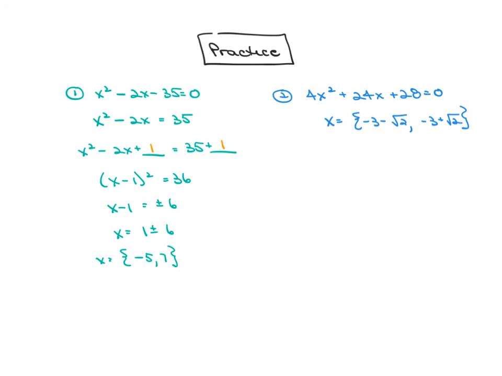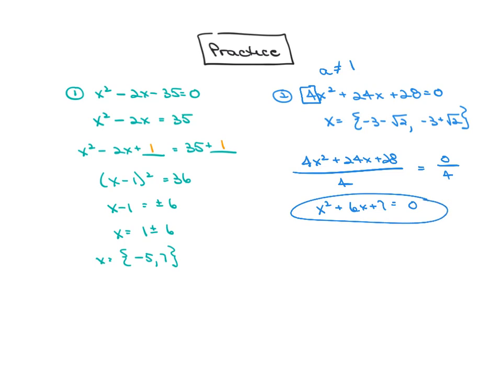What I want to highlight here is, did you notice that a does not equal 1? And in order to complete the square, we need a to be 1. So a great technique for this is to divide both sides of your equation by a. So 4x squared plus 24x plus 28, divide that side by 4, and also divide the other side by 4. And once we distribute the division, we'll get x squared plus 6x plus 7 is equal to 0. And now this gives you something that you should solve from there.